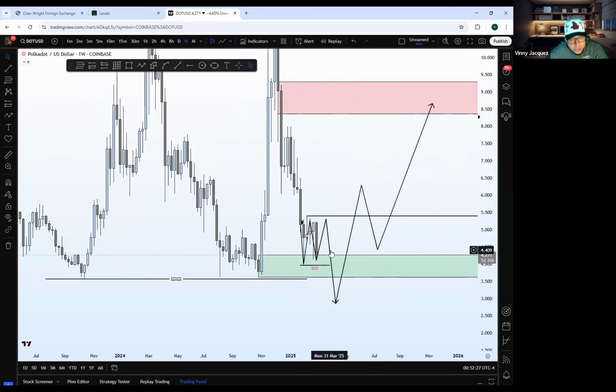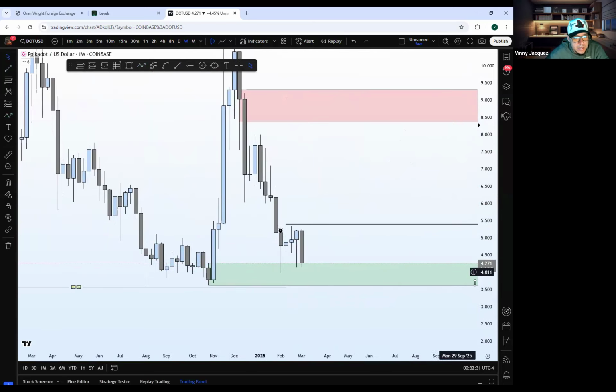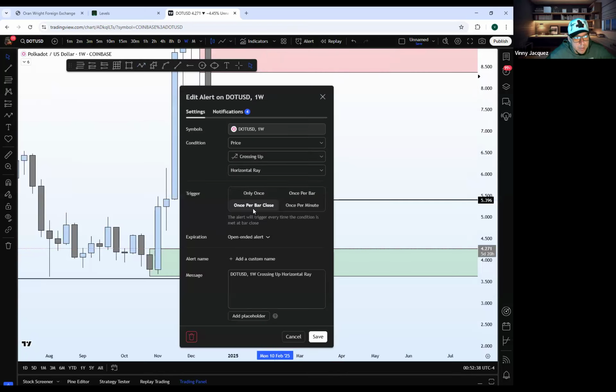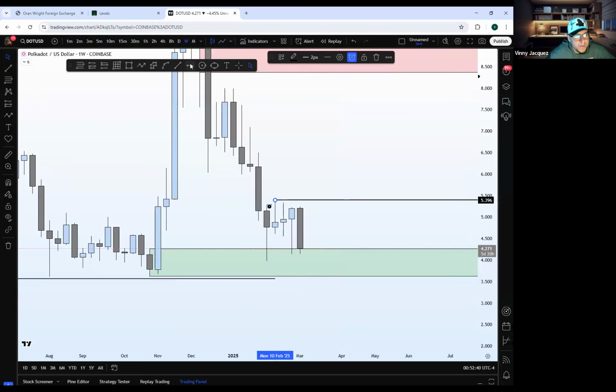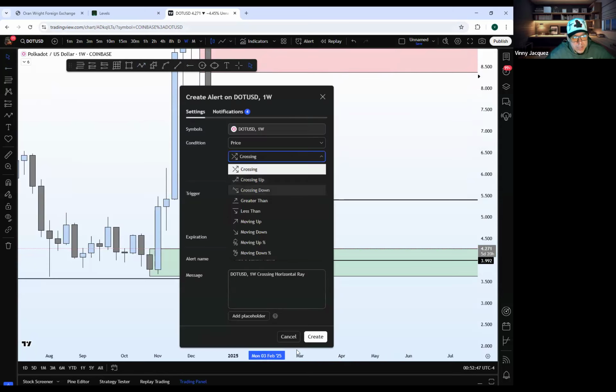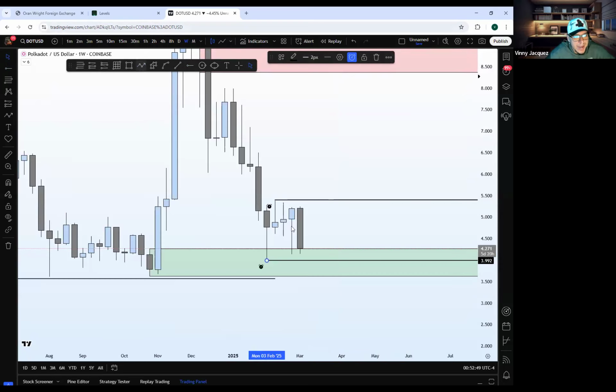Have your alert set. This is one thing that I love to do, guys. If I'm already anticipating a break of structure to the downside, these alerts are super, super clutch, right? I already have an alert to the upside, my alert crossing up once per bar close. But what if I'm anticipating the market to break down one more time? I'm going to set the alert once per bar close crossing down. So once the market tells me we broke and closed below, boom. I already know we just got the liquidity sweep and my very last break of structure.